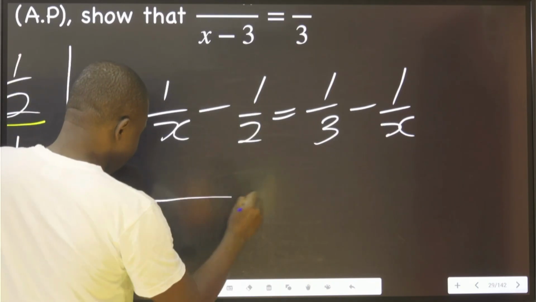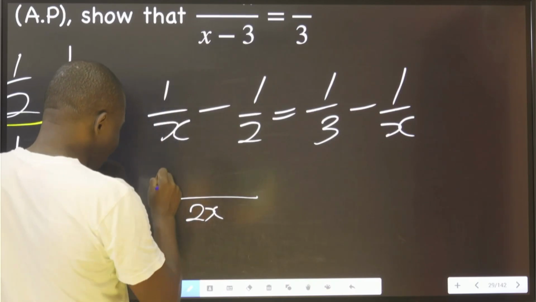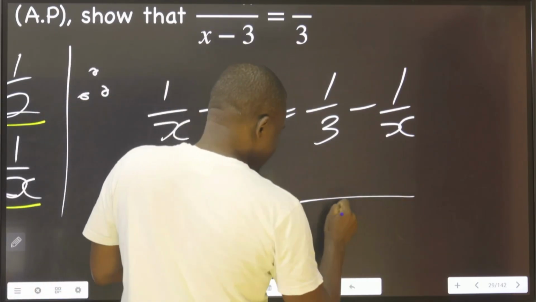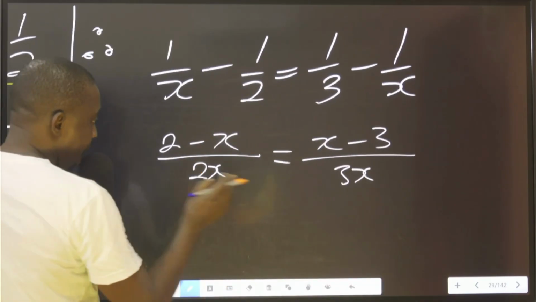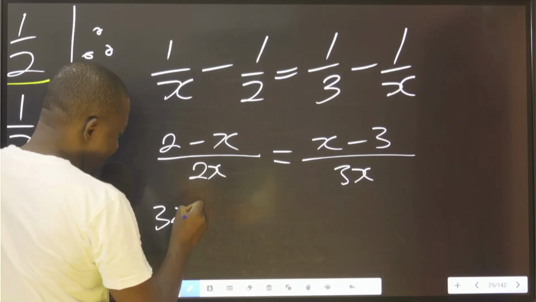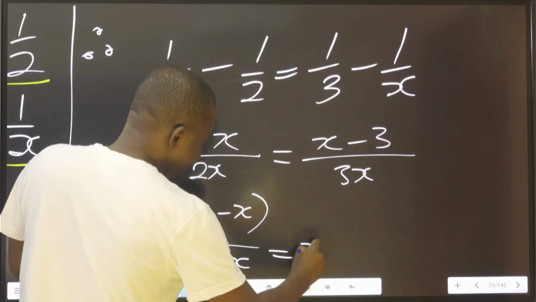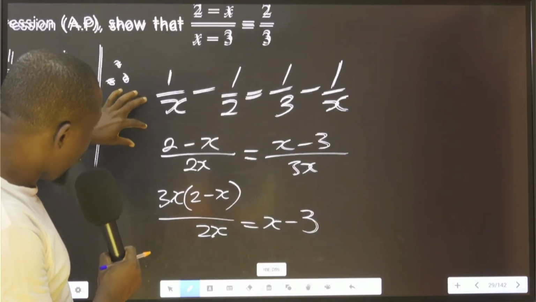Let's calculate this. This is 2x. This divided by this is 2, multiplied by this 2. This is s, x. This is 3x, s minus 3. Okay? I want to move this here. That is 3x, 2 minus x over 2x equals s minus 3. Why am I doing this? Because I have the knowledge of the question.